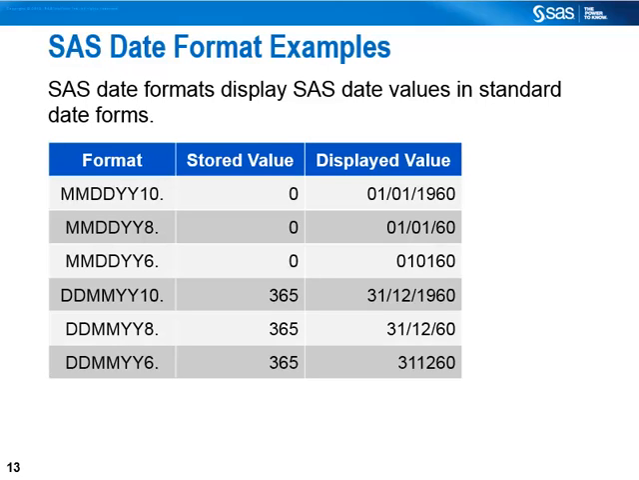SAS date format examples. SAS date format displays SAS date value in standard date forms. MMDDYY, that is month, date, year. So this will always represent a numeric pattern of displaying date, that is 01 forward slash 01 forward slash 1960, because the stored value is 0 and SAS base value is 1st January 1960.